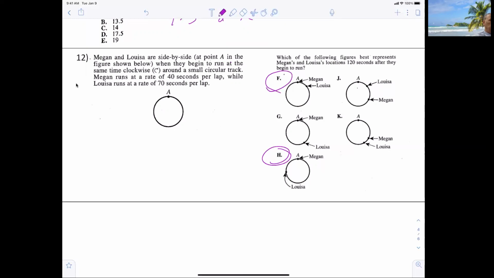Megan and M and L are side by side at point A. They begin to run at the same time clockwise around a small circular track. Megan runs at 40 seconds per lap, while the other person runs at 70 seconds per lap. Which of the following figures best represents their location at 120 seconds? Well, if it's 120 seconds, then what's good about M?